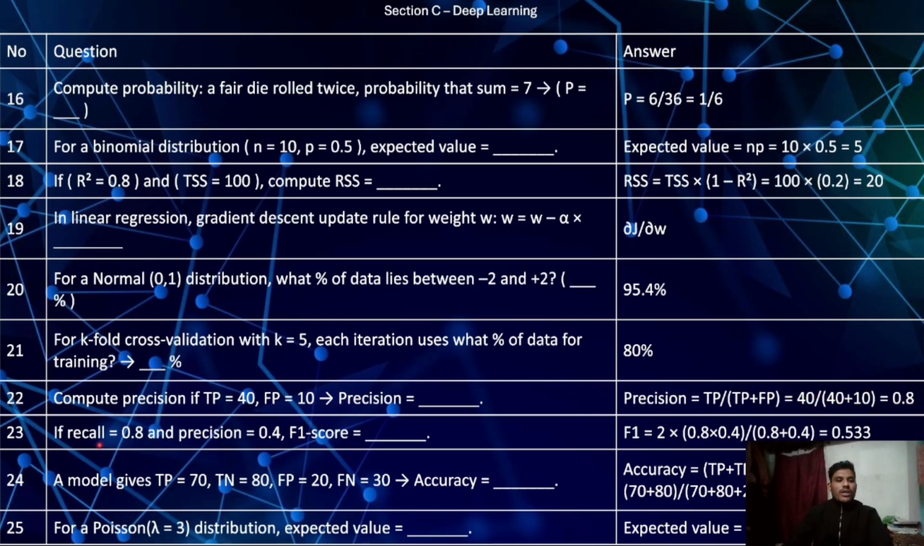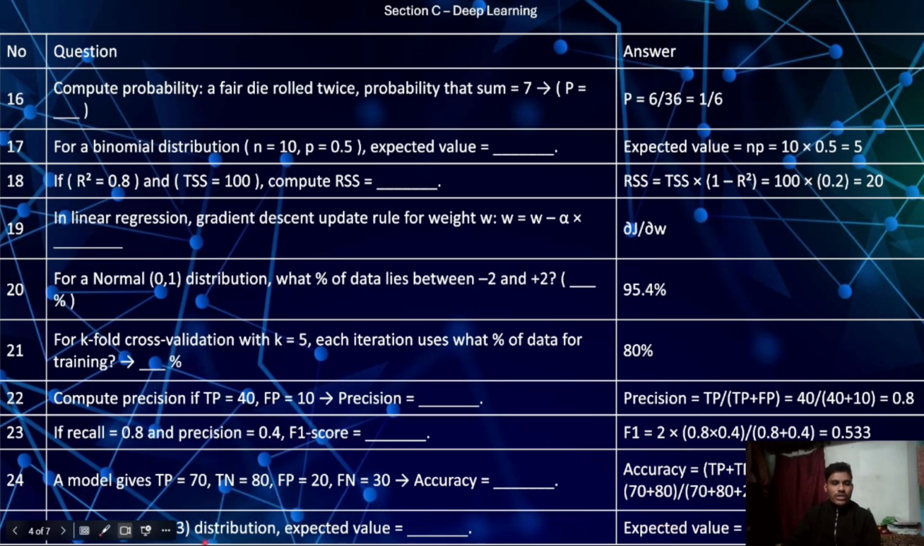Now compute F1 score if recall is 0.8 and precision equals 0.4. For F1 we have the formula 2 into 0.8 into 0.4 divided by 0.8 plus 0.4, which gives us 0.533. Now question 24: a model gives TP equals 70, TN equals 80, FP equals 20 and FN equals 30. So for accuracy we have the formula TP plus TN whole divided by TP plus TN plus FP plus FN. So by this the answer is 0.75.